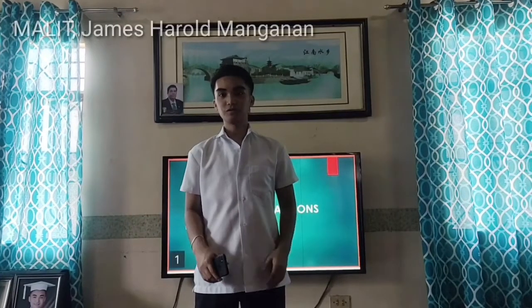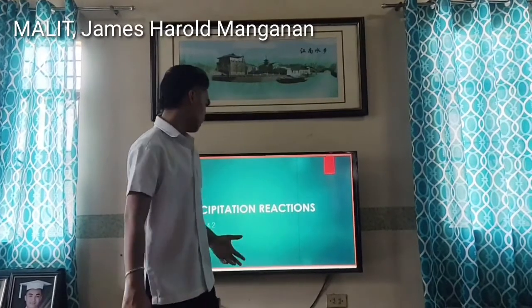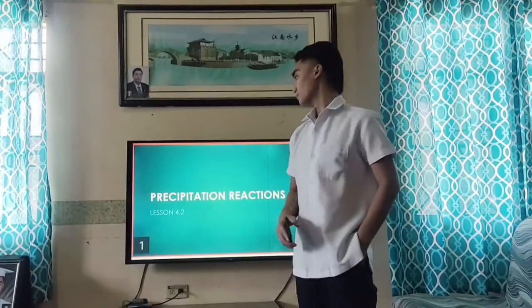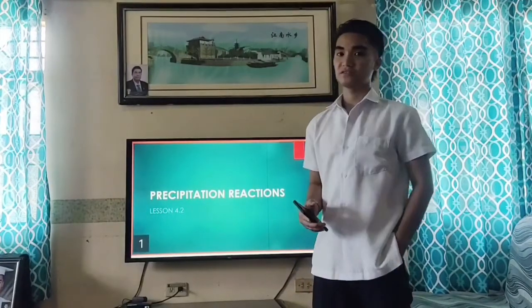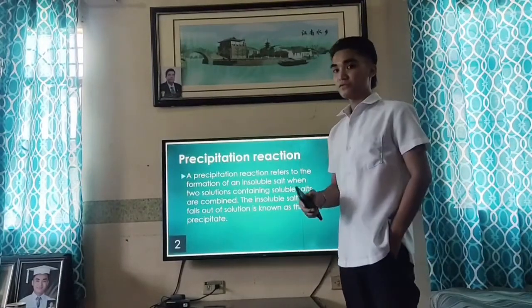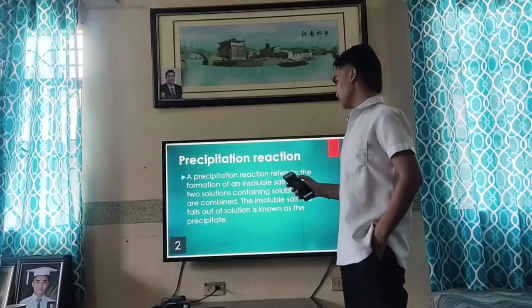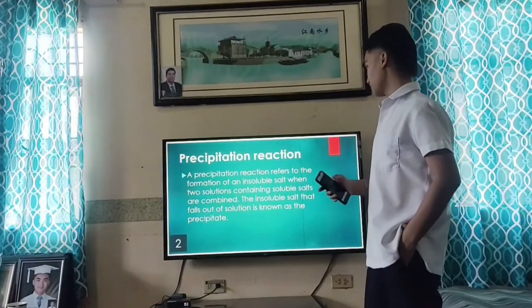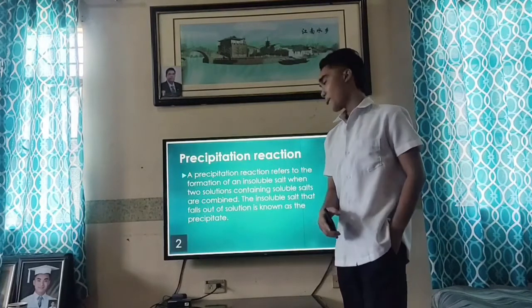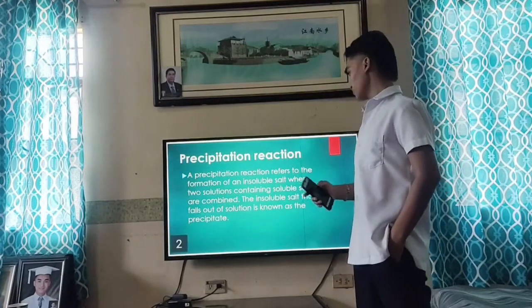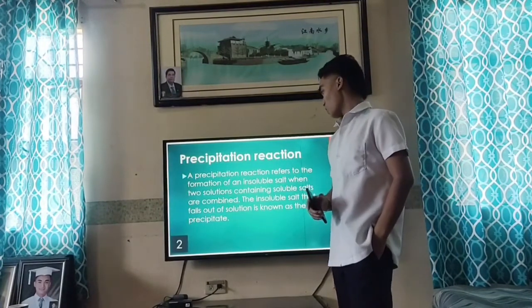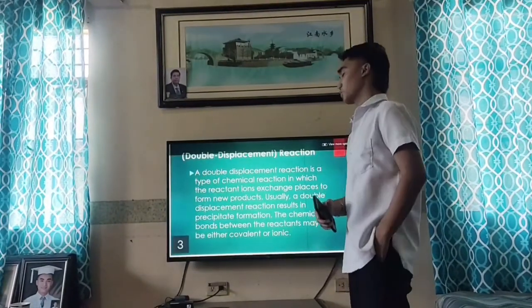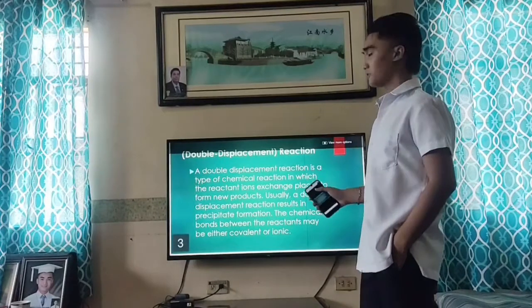Lesson 4.2, the precipitation reaction. Precipitation reaction refers to the formation of an insoluble salt when two solutions containing soluble salts are combined. The insoluble salt that falls out of solution is known as the precipitate. And the next one is the double displacement reaction.